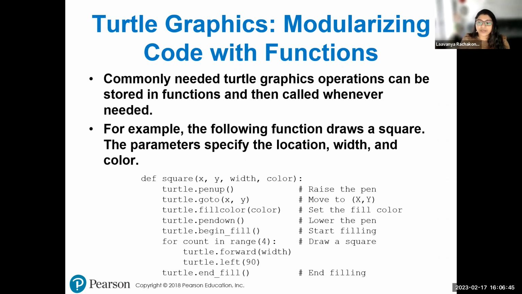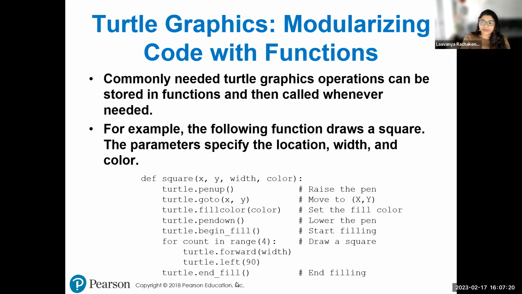So you could just provide the x, y, which are the coordinates of the plane, followed by the width and the color that you want your square to be filled with. First you will have pen up, go to, fill color, pen down, and whenever you are filling a shape, you always start with begin fill and then end fill. Between those two statements, you will have the shape that you want to be filled. So for count in range 4, turtle dot forward, turtle dot left, then turtle dot end fill.